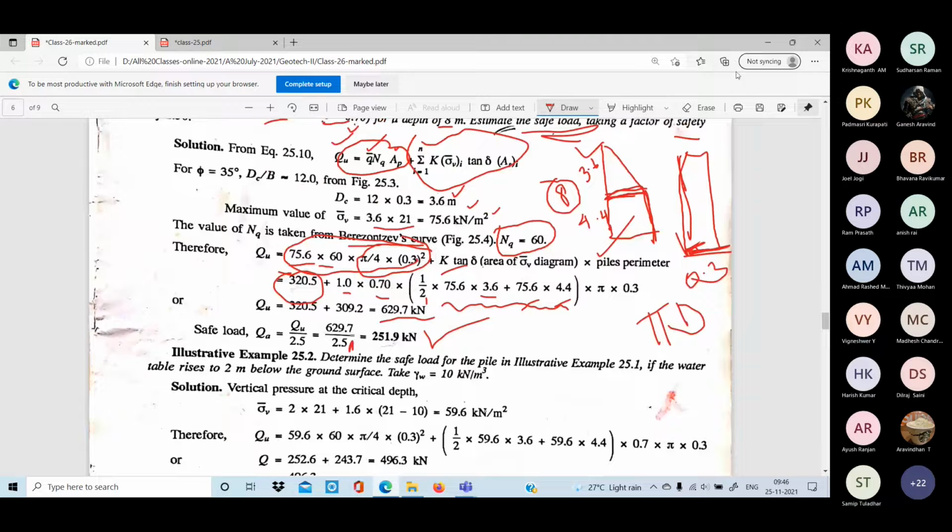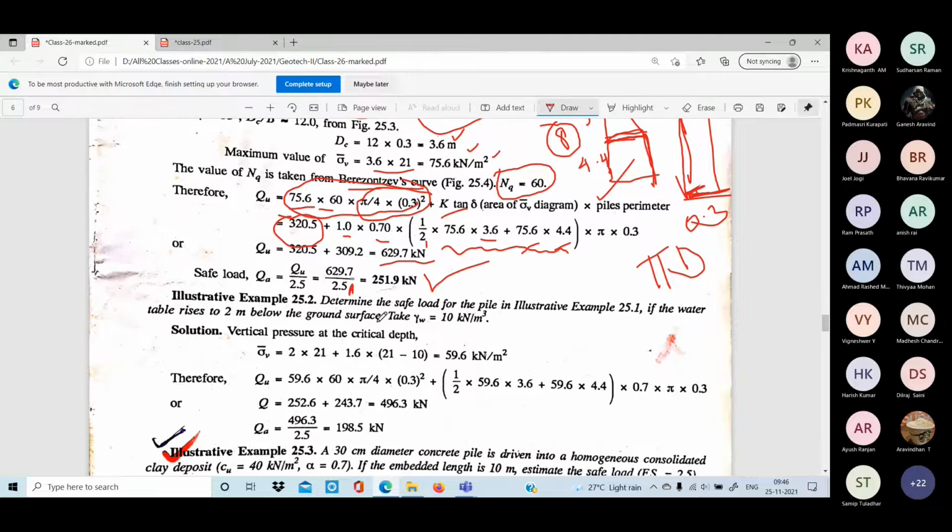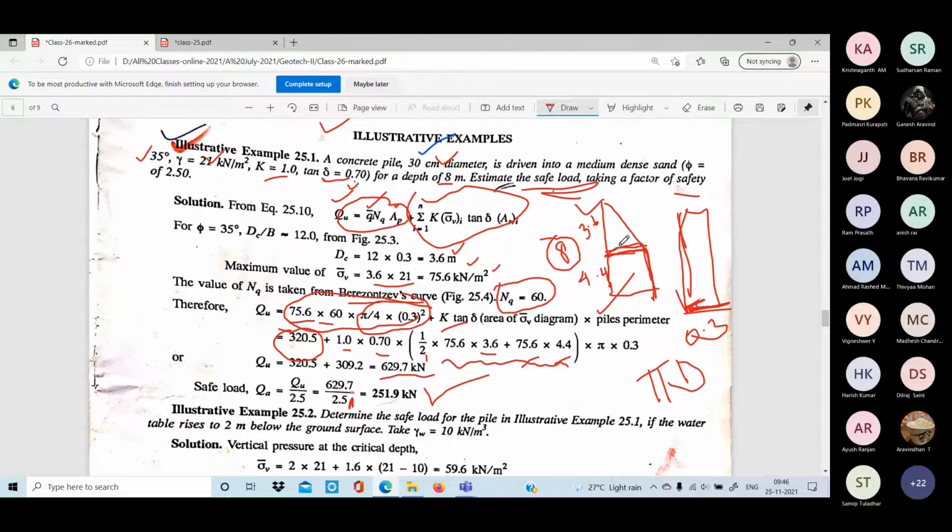Now for the second, we'll try to solve this one. Determine the safe load of the pile for the above example, if the water table rises to 2 meters below the ground surface. That means here somewhere this is our stress, 2 meters. Water table is there. Sorry, I am drawing in reverse. Water table is there, 2 meters.